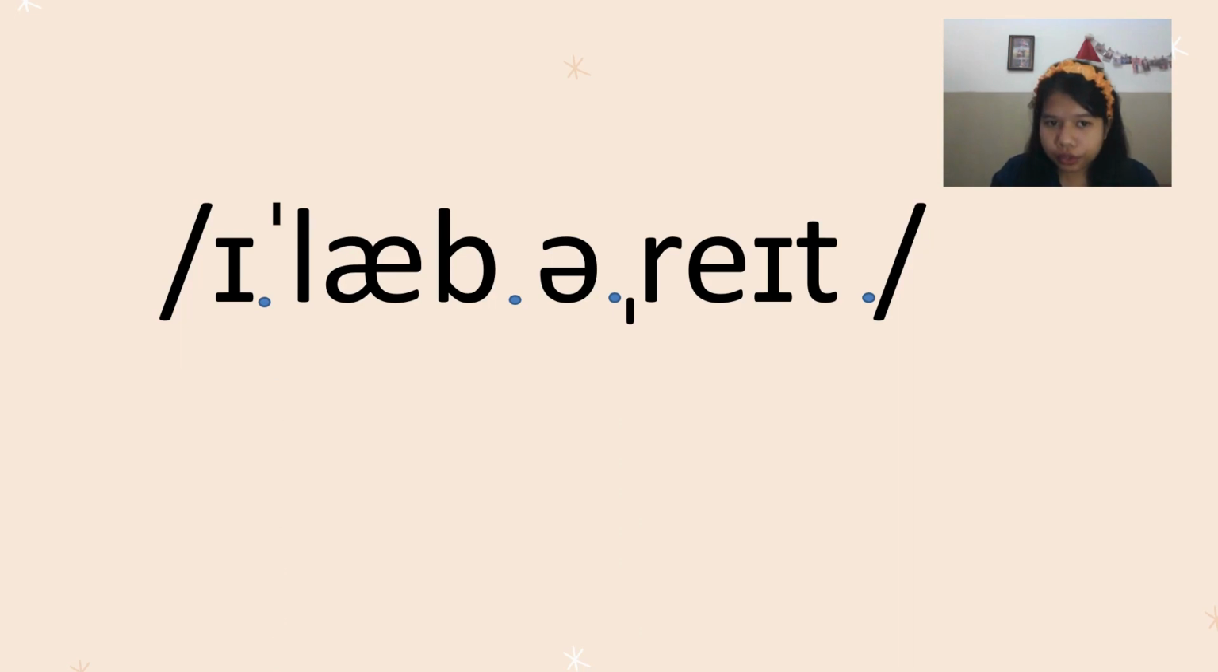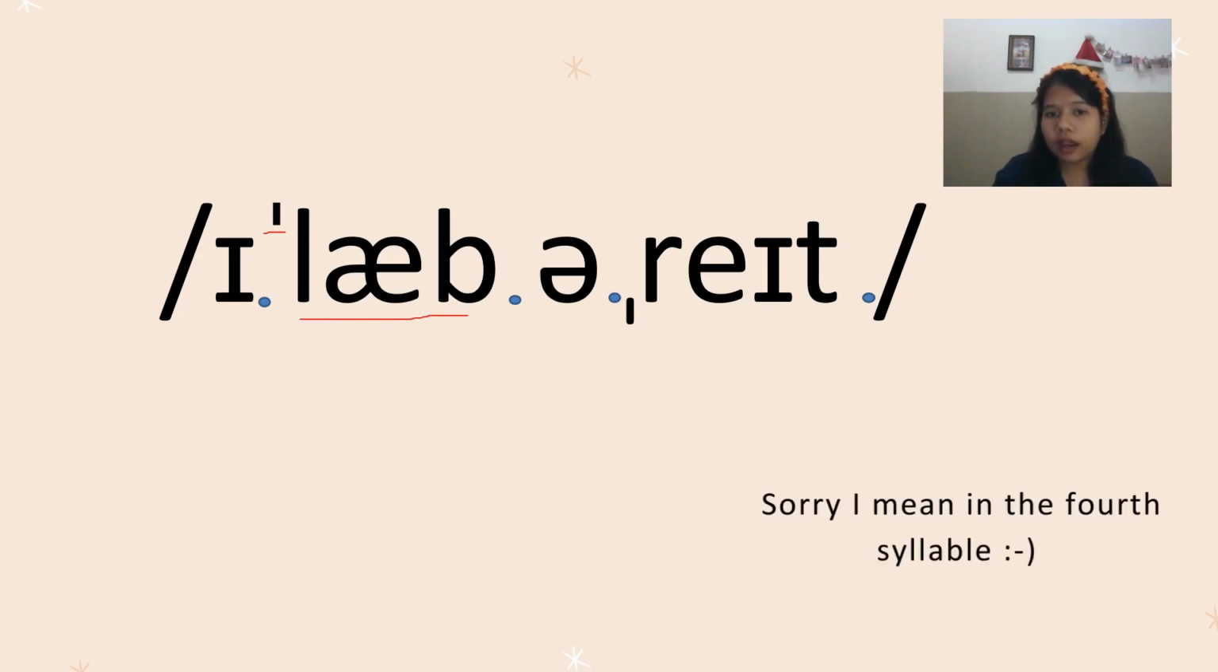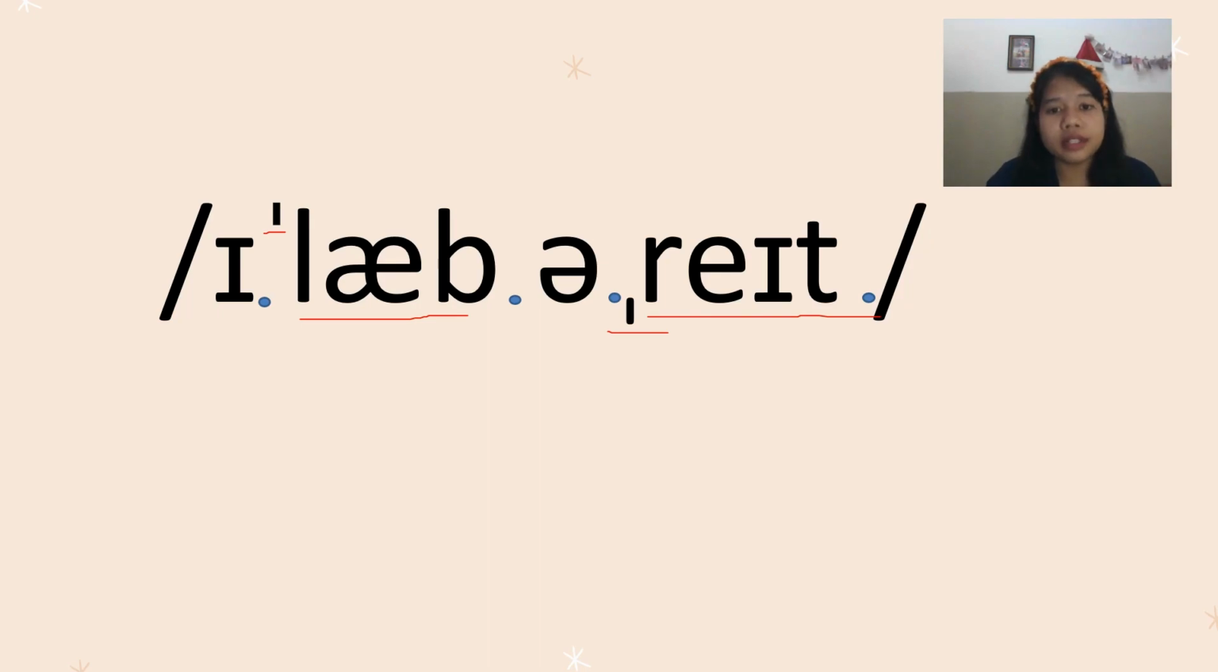Different from the others, in elaborate the primary stress is on the 2nd syllable, while the secondary stress is on the 3rd syllable. So if you want to pronounce this, it will sound like elaborate, elaborate, because it will be emphasized like that. Okay, it sounds like that.